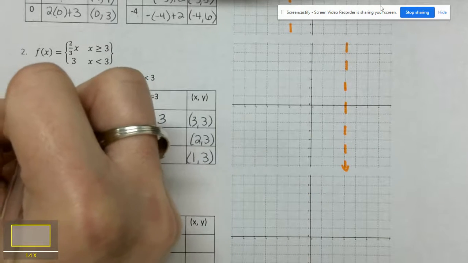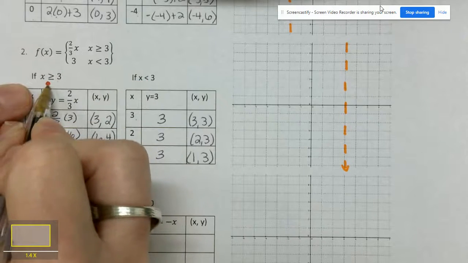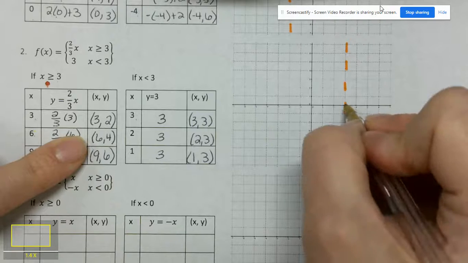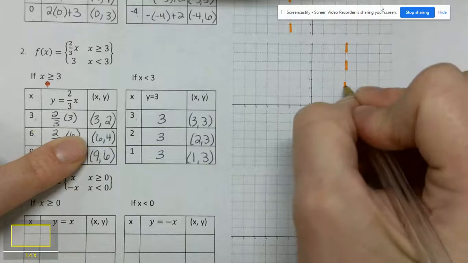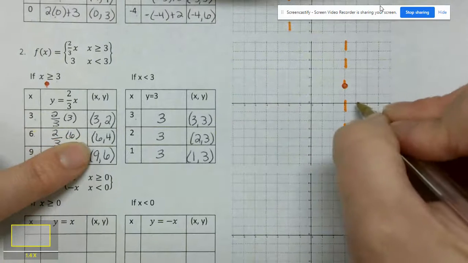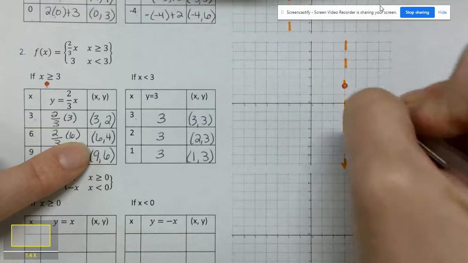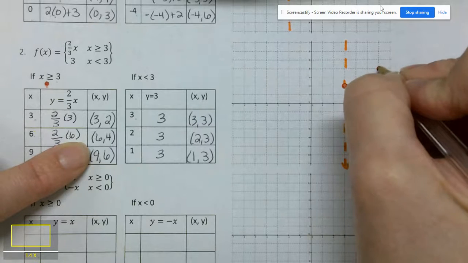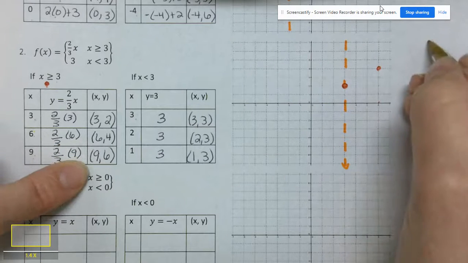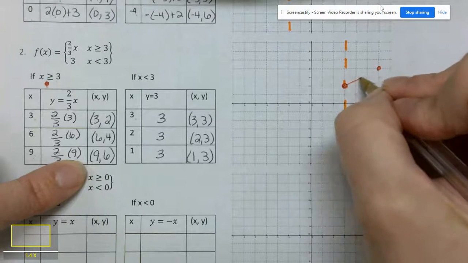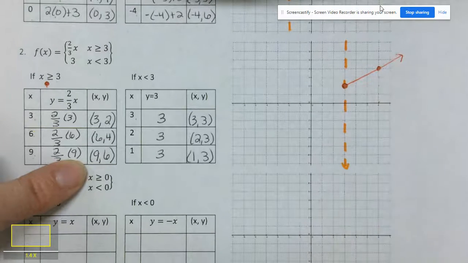So x greater than or equal to 3, that's going to be a filled in circle. So at 3, 2. So I'm going to go to 3, 2, and I'm going to have a closed circle there. Then 6, 4. Here's 6. 1, 2, 3, 4. And then you can tell that 9, 6 is going to be somewhere out here. Okay, I don't have room. I didn't have that on my graph. So our graph is going to look something like that on that side.